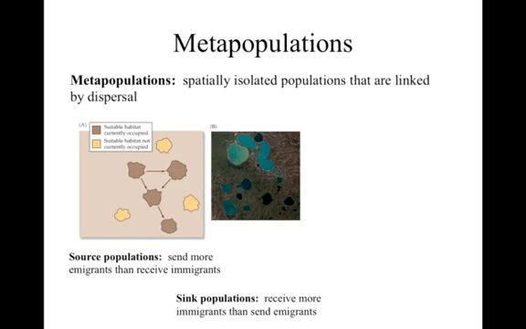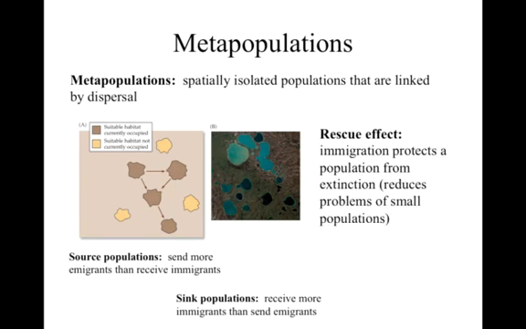And so that idea that these populations are busy sending individuals from one to the other can allow you to have what we call a rescue effect, where immigration actually protects a population from extinction by reducing that problem with small populations. Each little local population in this metapopulation is small, but because they are connected by dispersal, you can actually have the populations persist and do a lot better than you would otherwise because of this connectivity.